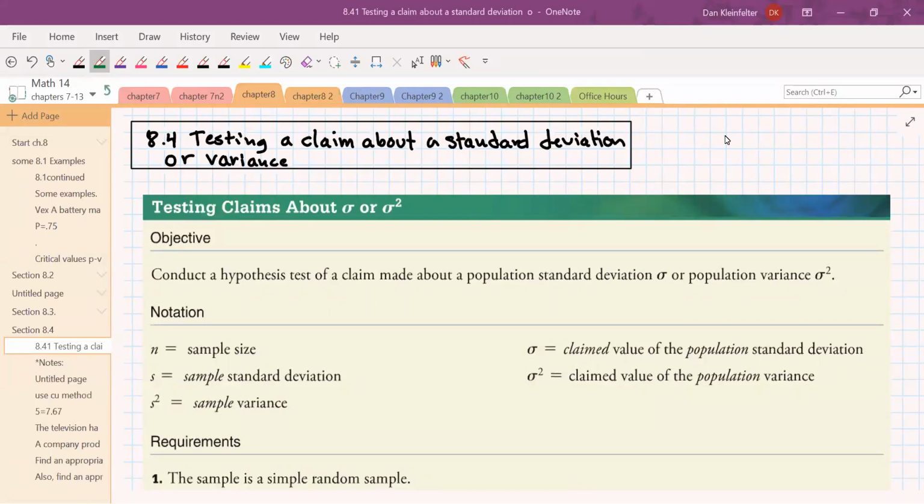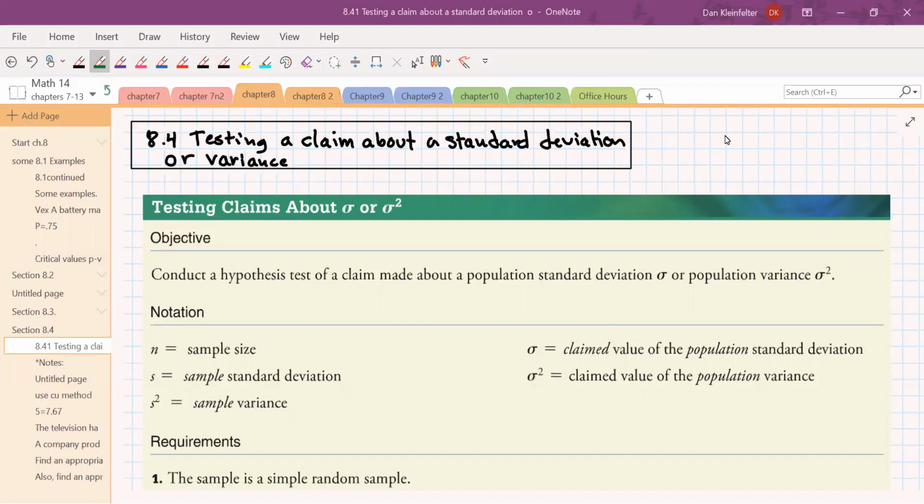We'll calculate a test statistic. Much of the time in this section, we'll end up using the p-value method. We'll use the p-value method for StatCrunch, but we'll use the critical value method if we're doing it by hand, because using the table, as we'll see, it can be a little bit awkward.